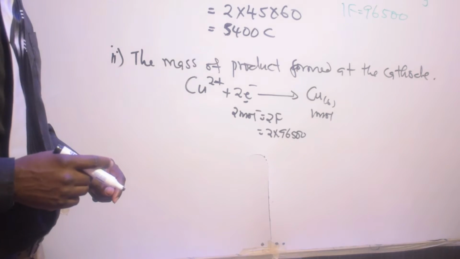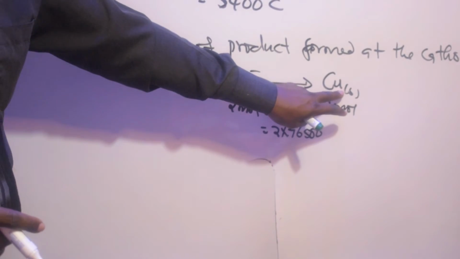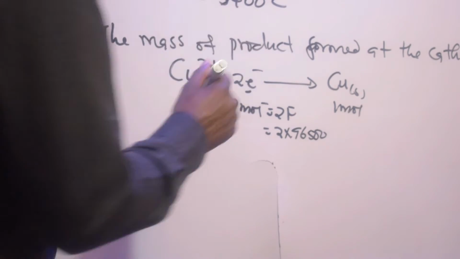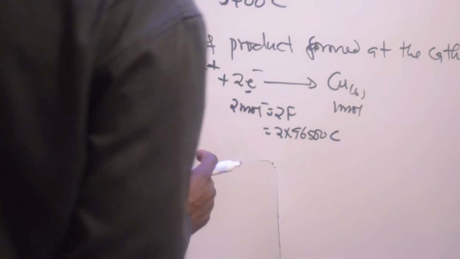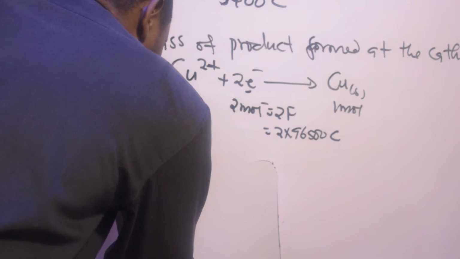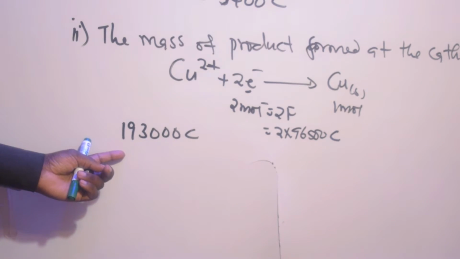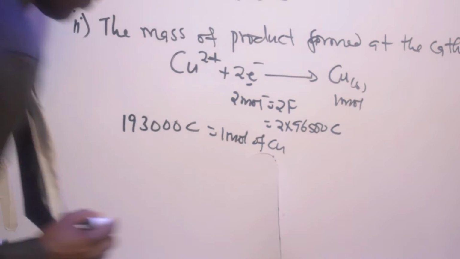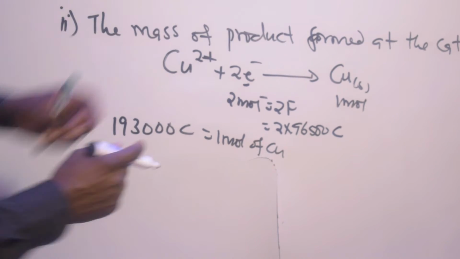This is what I mean here. For me to form 1 mole of copper, I require 2 times 96,500 coulombs. If you multiply by 2 here, you're going to get 193,000 coulombs. 193,000 coulombs should give me 1 mole of copper. But now, how much electricity have I passed, or have I used? I've used 5,400.